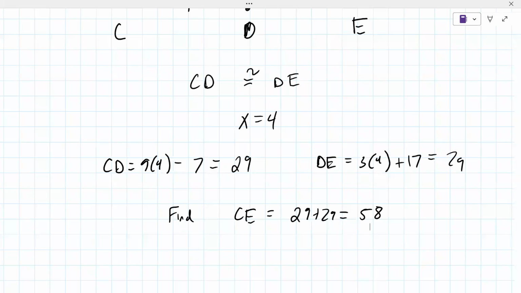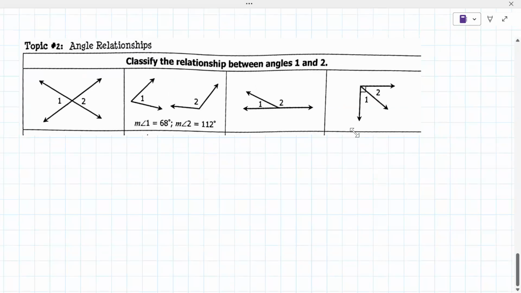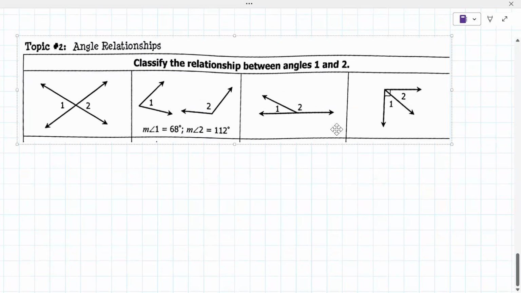All right, so we're going to kind of go back and forth here between some definitions and some actual solving of some problems. It says to classify the relationship between angles 1 and 2. These are 4 separate problems. It's like, what kind of angles are these? And so on. You don't have to give me, well, let's just see, do any of these stand out to you? Do you know the name for any of these 4?